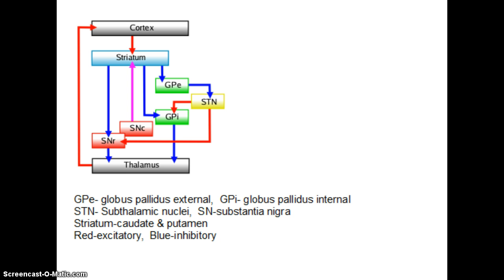Here we have a diagram that shows how all of these structures are interconnected. First, let's just take a quick look at the connections between the cortex and the basal ganglia. Again, the frontal, parietal, and temporal cortex are going to send axons to the caudate nucleus as well as the putamen, and then connect to the globus pallidus. The globus pallidus is going to send information back to the motor cortex via the thalamus.